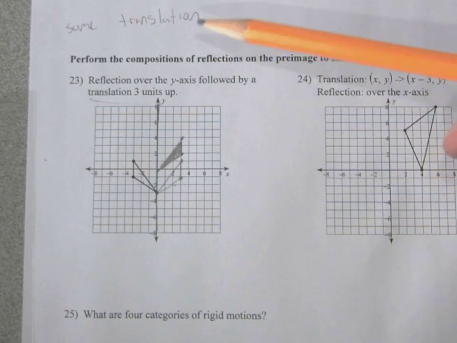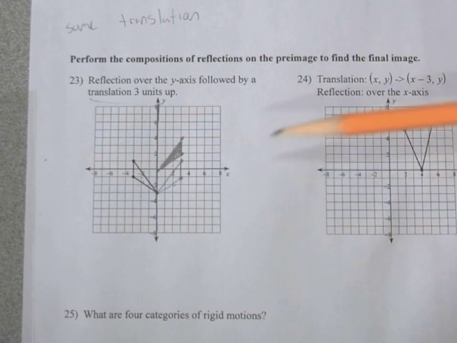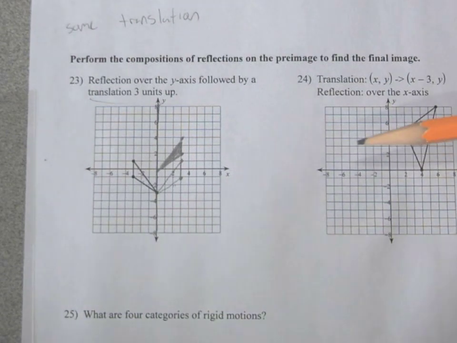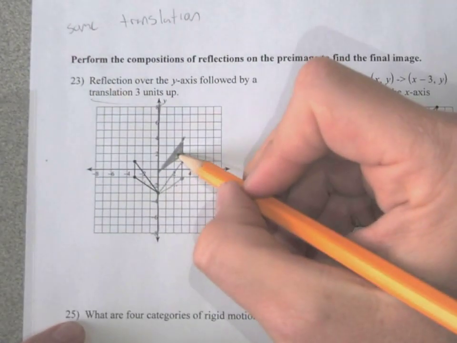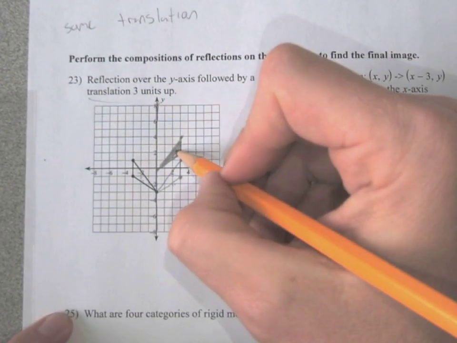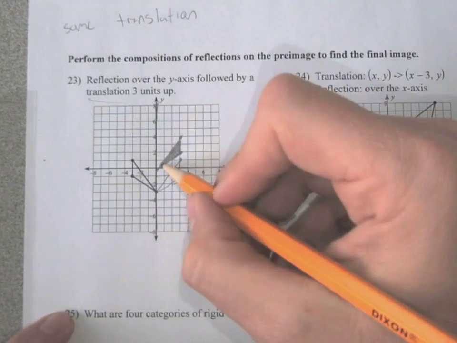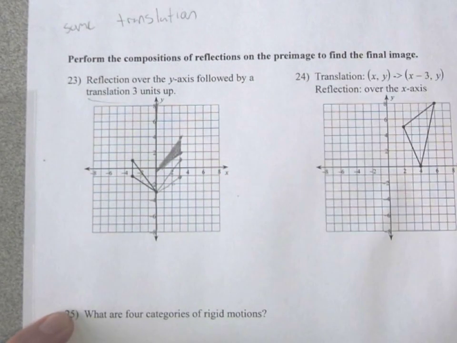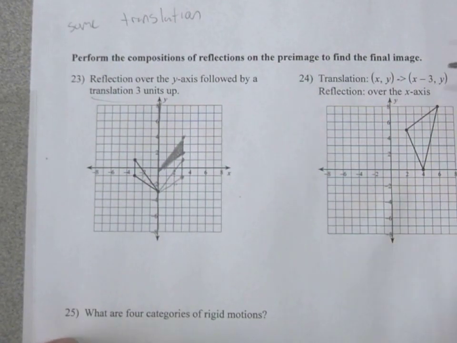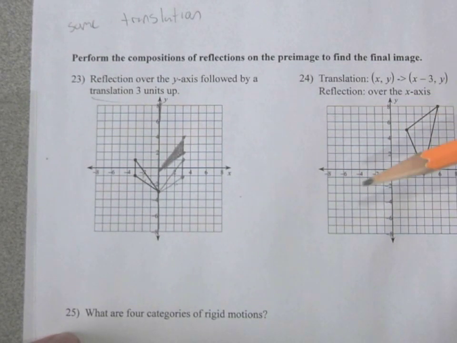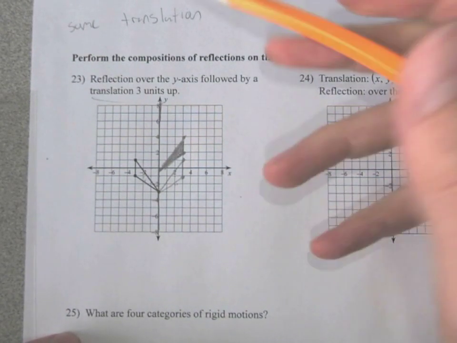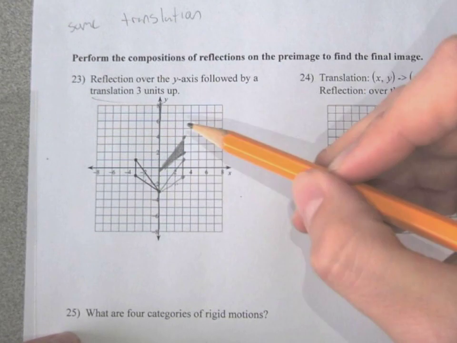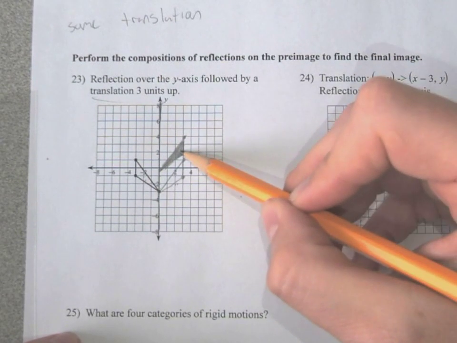You can call this a glide reflection. So if you translate and reflect, or reflect and then translate, it's called a glide reflection. But one really big conceptual idea is that when we do a rigid motion, which is any translation, reflection, rotation, or any combination or composition of those three, we get a congruent figure.